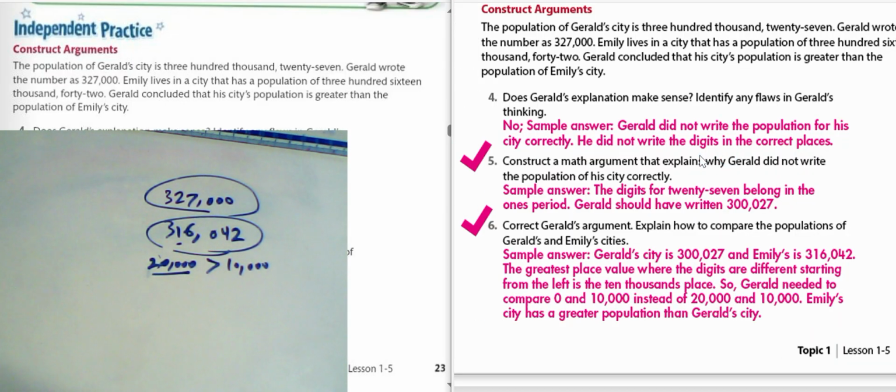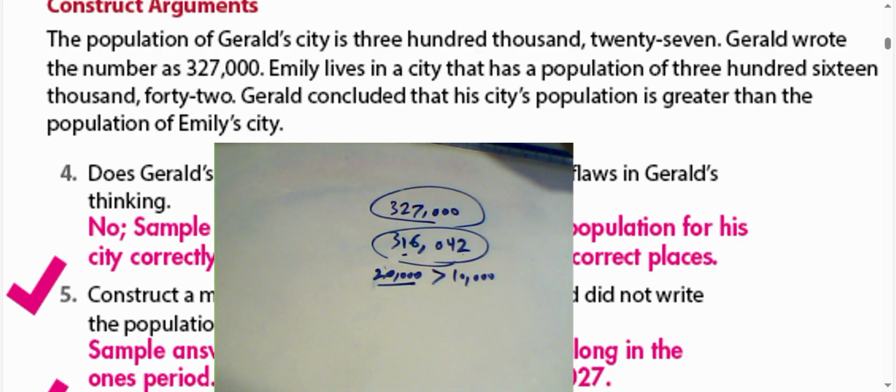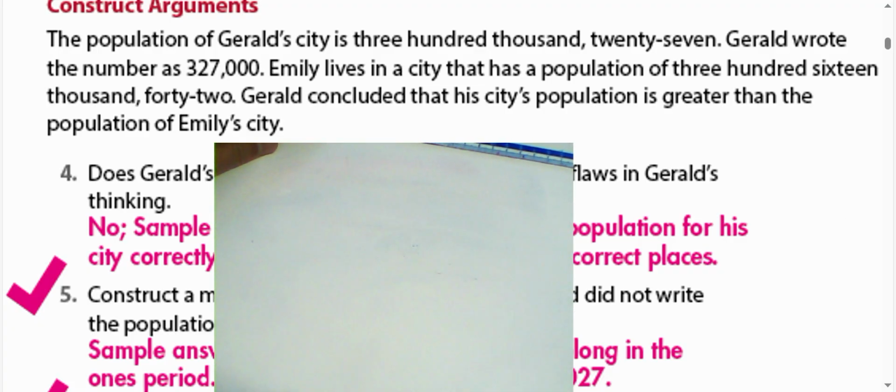Okay, ask about the number here. Identify Gurley's error or not. Okay, I will write it again. Not clear. Look at here. The number was 300,027.